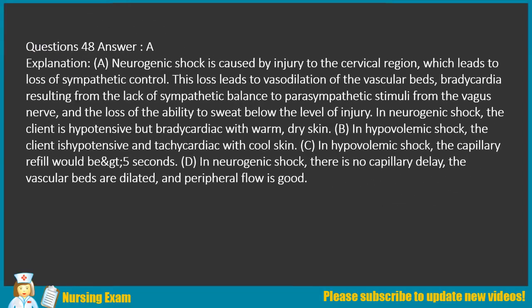Question 48 Answer: A. Explanation: A. Neurogenic shock is caused by injury to the cervical region, which leads to loss of sympathetic control. This loss leads to vasodilation of the vascular beds, bradycardia resulting from the lack of sympathetic balance to parasympathetic stimuli from the vagus nerve, and the loss of the ability to sweat below the level of injury. In neurogenic shock, the client is hypotensive but bradycardic with warm, dry skin.